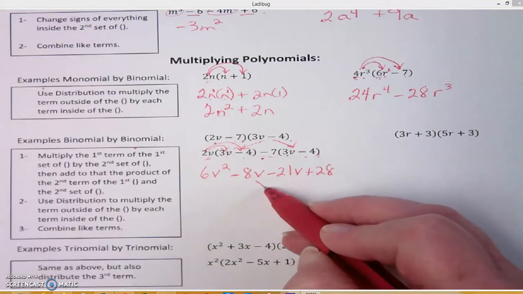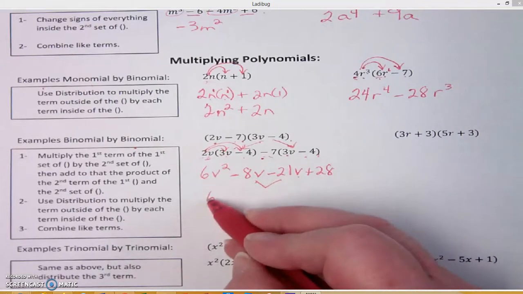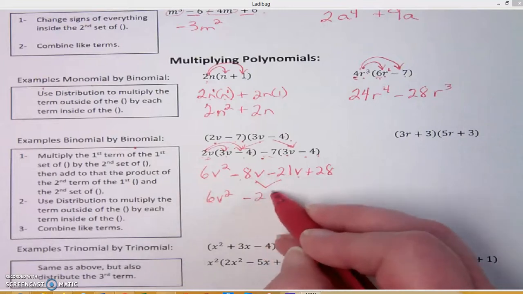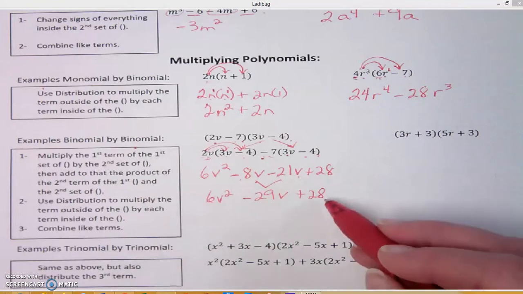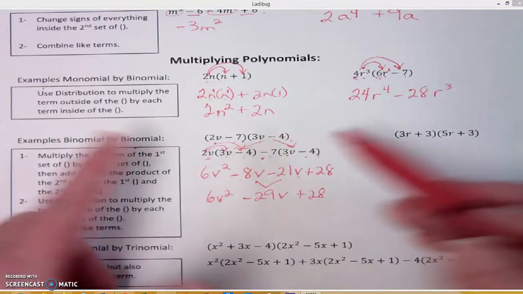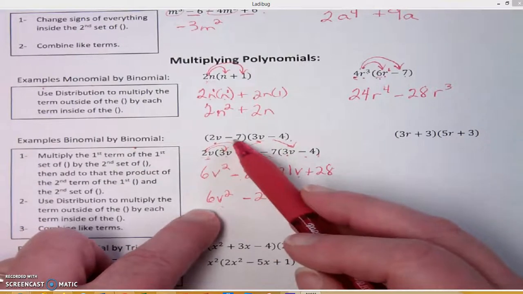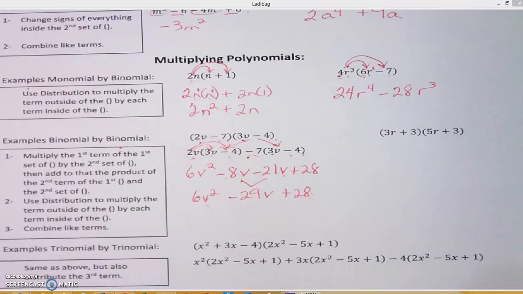I can combine these two middle terms. They both have v. I'm going to get 6v squared, -8 and -21 is a -29v, and then plus a 28. So a good check is to maybe use the FOIL method, multiply your two first terms, 6v squared, and multiply your two last ones, +28, to make sure you got the same, what looks right. Again, you could pause the second one.